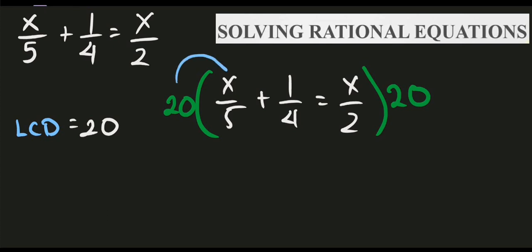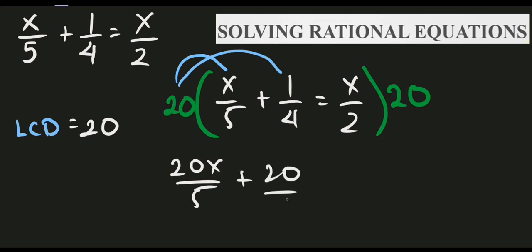So 20 times x will give us 20x over 5. Next is 20 times 1, which will give us 20, so that is plus 20 over 4. And that is equals to, on the right hand side, 20 times x, which is 20x over 2. After that, let's simplify. And after this step, we will eliminate our denominators.